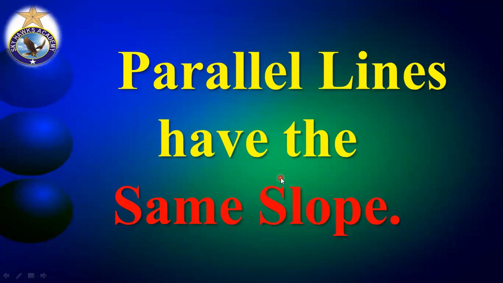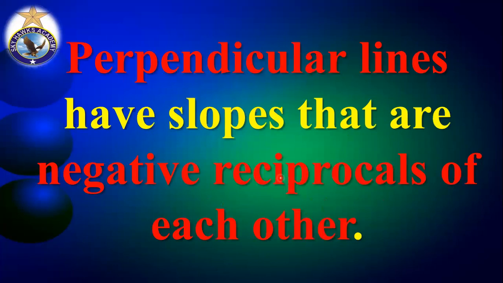And what about perpendicular lines? Any idea? I think it's like the reciprocal of the slope, or negative something like that. Negative reciprocal. Yeah. Please read this one. Perpendicular lines have slopes that are negative reciprocals of each other. That's what you are saying.